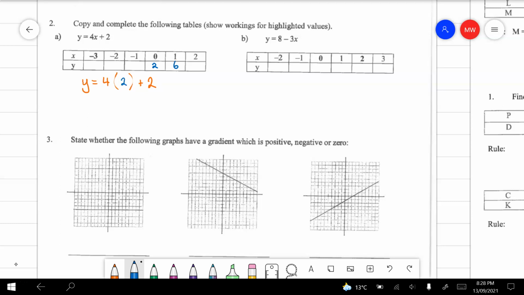So you can put 2 in next, and you'll get 8 plus 2 is 10. And then you can put it in for the negatives. Now, it's very important that you use your brackets if you're using your calculator for the negative values. Otherwise, your calculator will give you the wrong answer. So here we'll get minus 4 plus 2 makes minus 2.